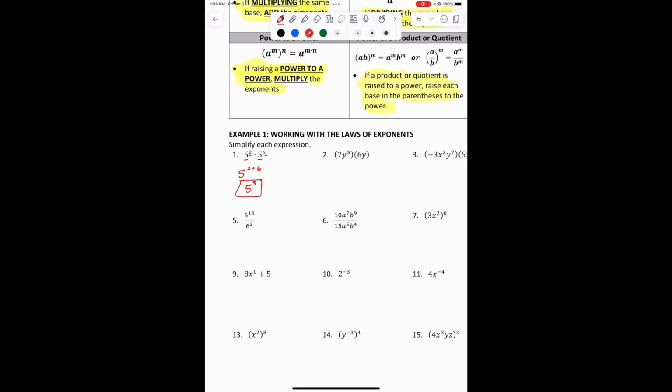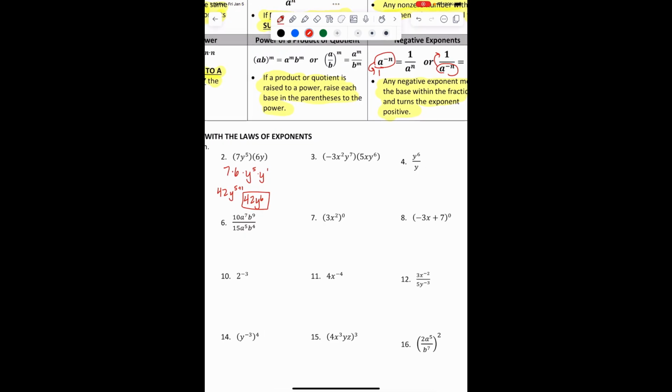7y to the 5th times 6y. In this case, remember, this is all being multiplied together. So we have 7 times 6 times y to the 5th times y to the 1st. 7 times 6 is 42. Y to the 5th times y to the 1st, same bases being multiplied, so we add, and we get 42y to the 6th.